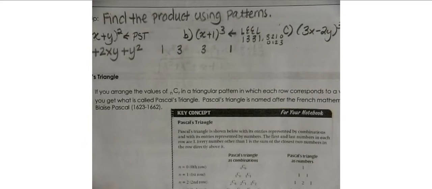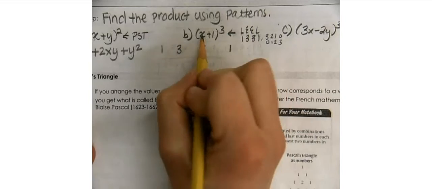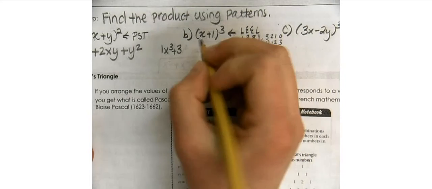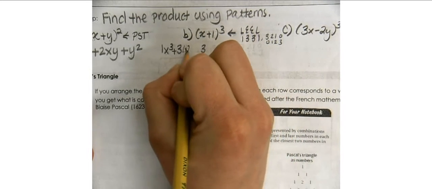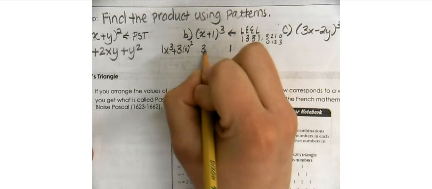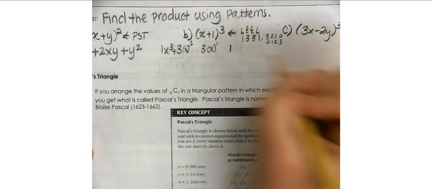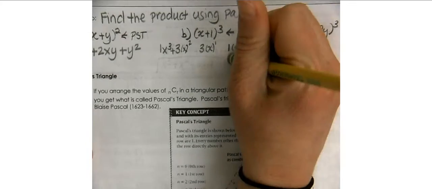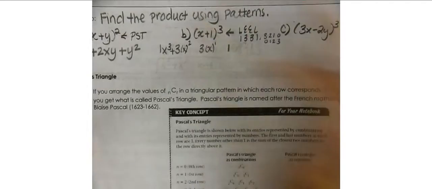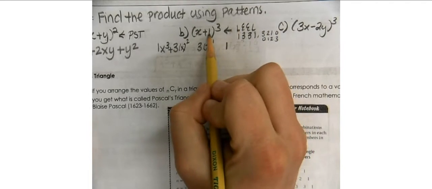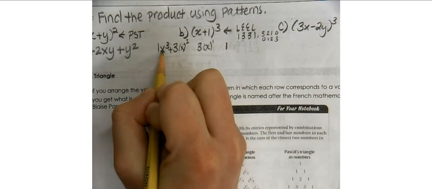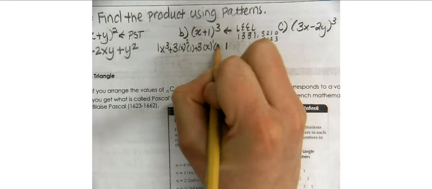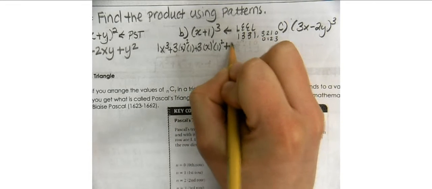So let me zoom in a little bit for you guys. My first term is x, and I'm going to take that x and cube it. Plus, I'm going to take x and square it. Then I'm going to take x and raise it to the first power, and then I'm going to have x raised to the 0 power, which you don't even have to write, because anything to the 0 power is 1. Then you take your second term, which is a 1, and we have 0, 1, so this is going to be 1 to the first power, plus 1 to the second power, plus 1 to the third power.